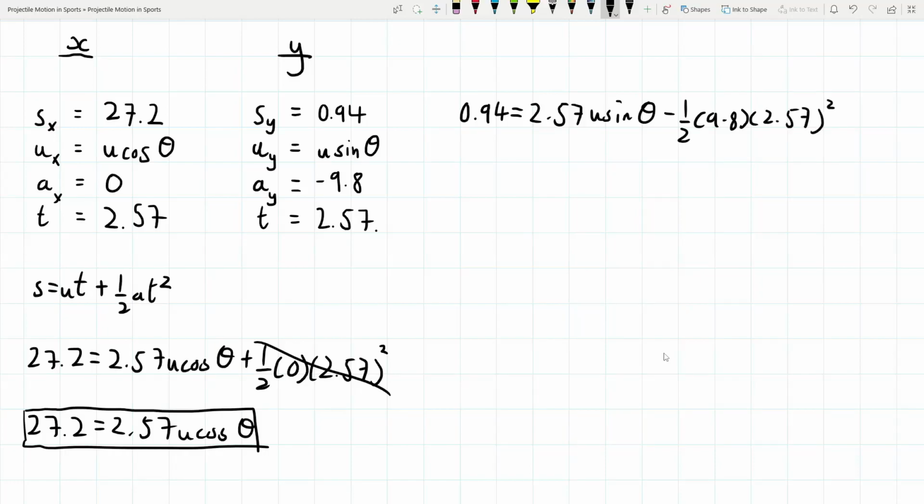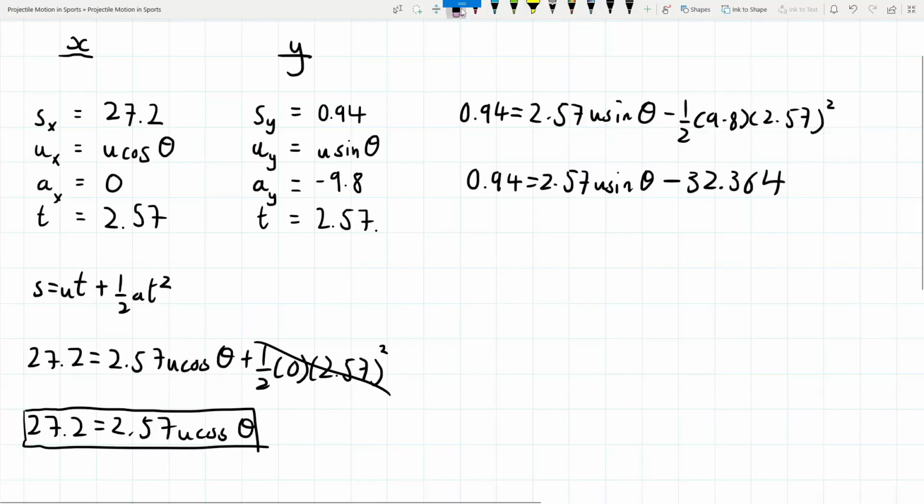So now we put that into the calculator, so we get that 0.94 equals 2.57 u sine theta minus 32.364. Actually, I'll just leave it at 2 decimal points, 32.36. We can add 32.36 onto both sides, and we get 33.30. So I'll just leave it as 33.3 equals 2.57 u sine theta.